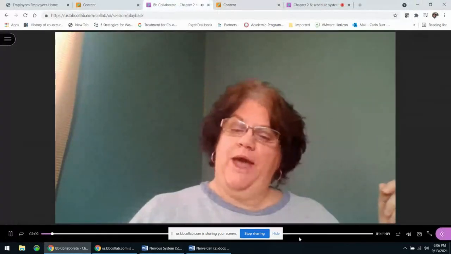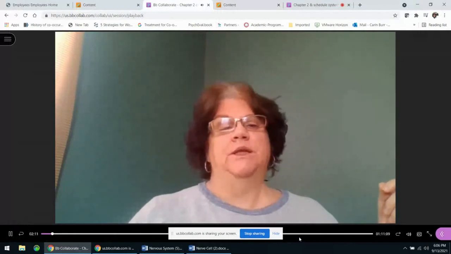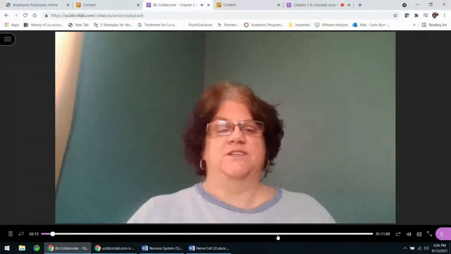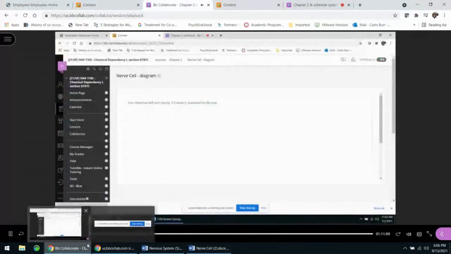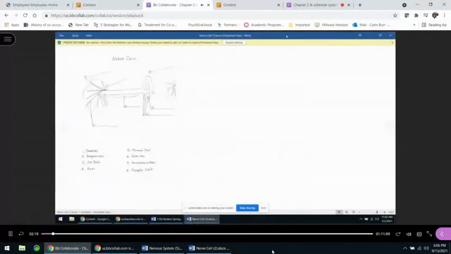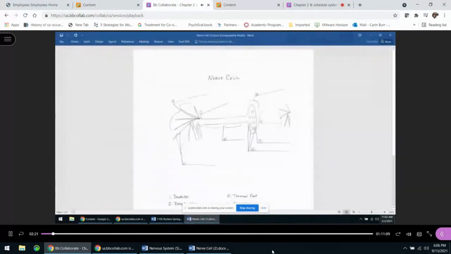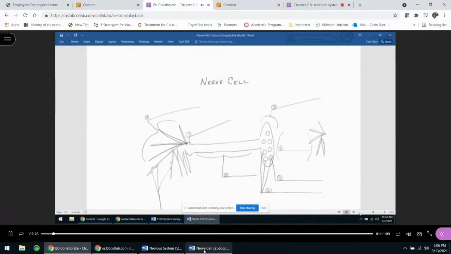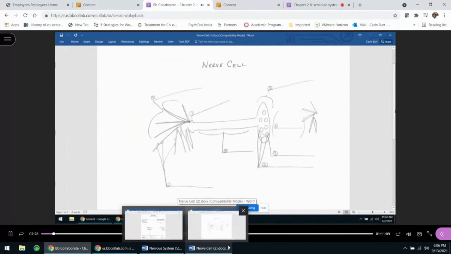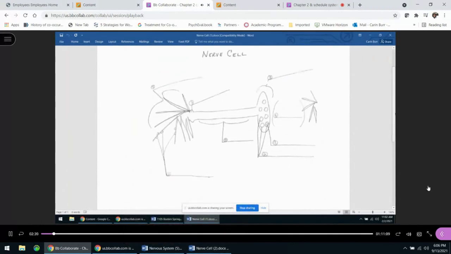So in your shell, you have a diagram. One of the handouts says nerve cell diagram. I'm not an artist, so it's not the greatest picture you've ever seen, but it's functional. It works. I've been using it for a while. So here you have a picture, if you will, of a single nerve cell.